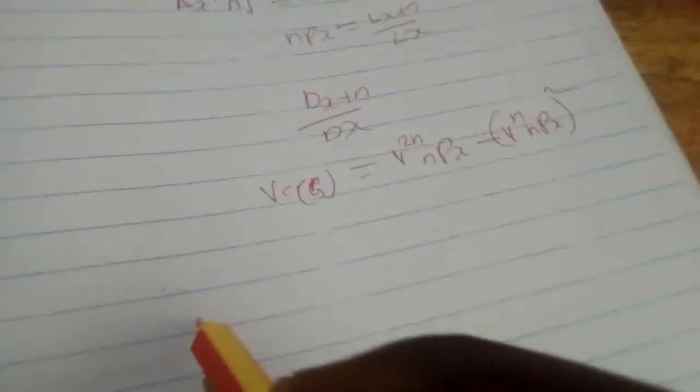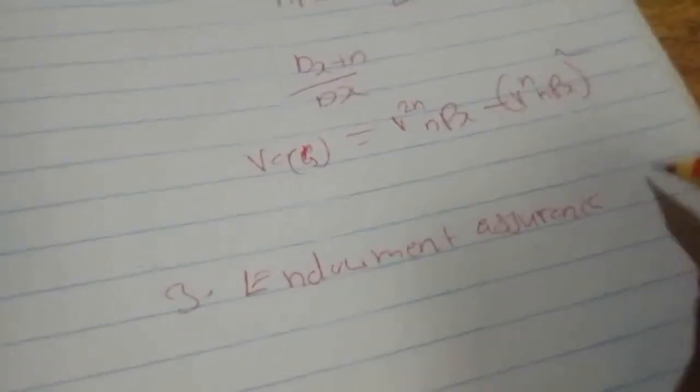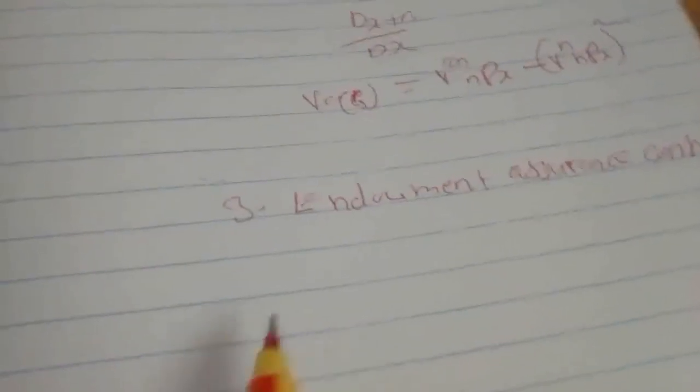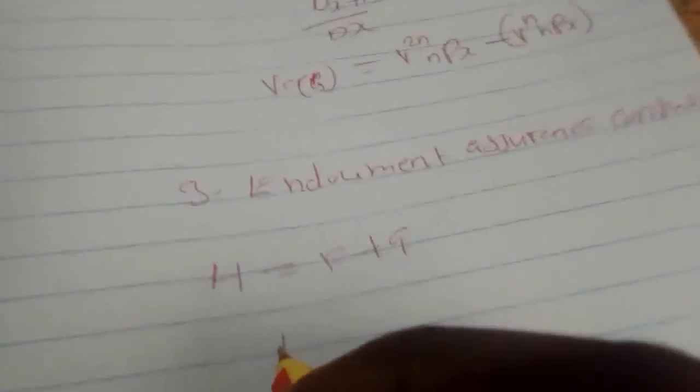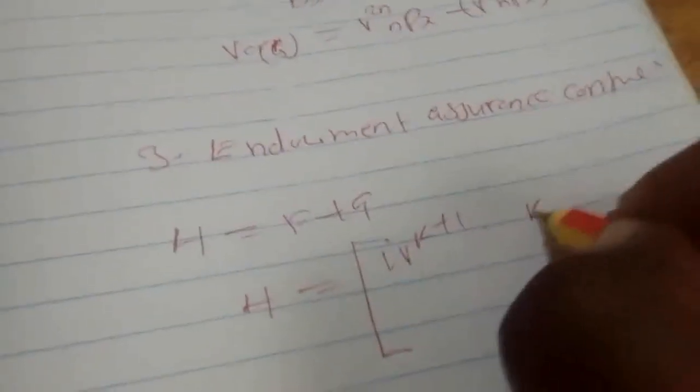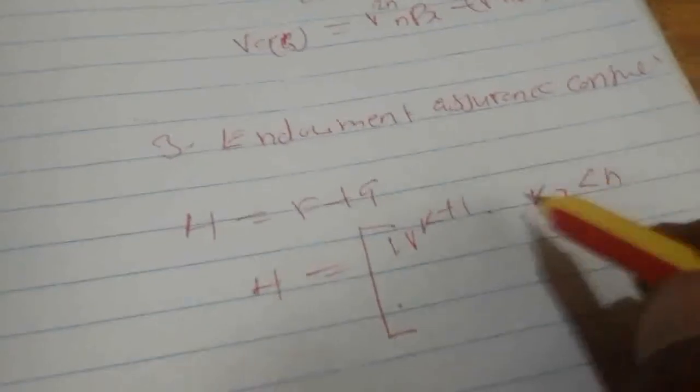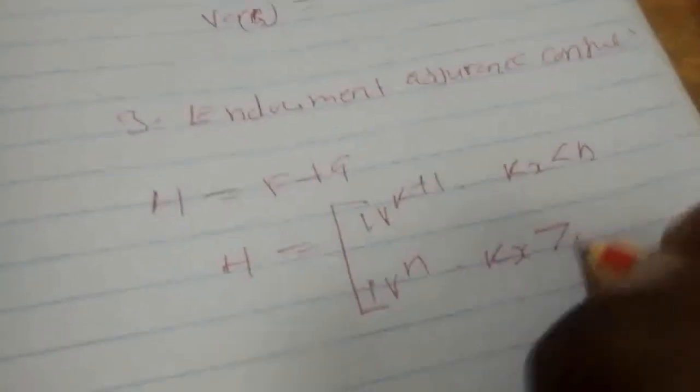So we can go to number 3, which is the endowment assurance contract. This one is a combination of the pure endowment and the term. So this one provides that the sum assured is payable either on death during the term or on survival to the end of the term. So we can say H is equal to F plus G, where H is equal to v^(K_x+1) when he dies before these n years, or v^n when he survives to n years or more.